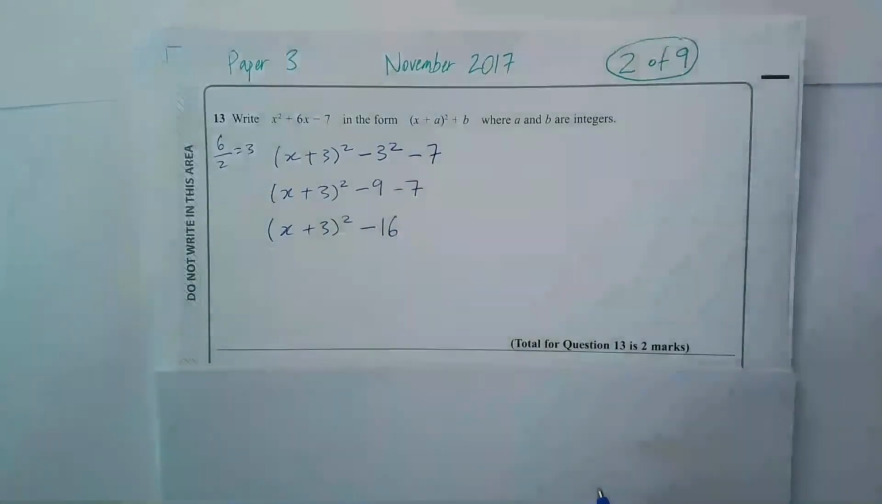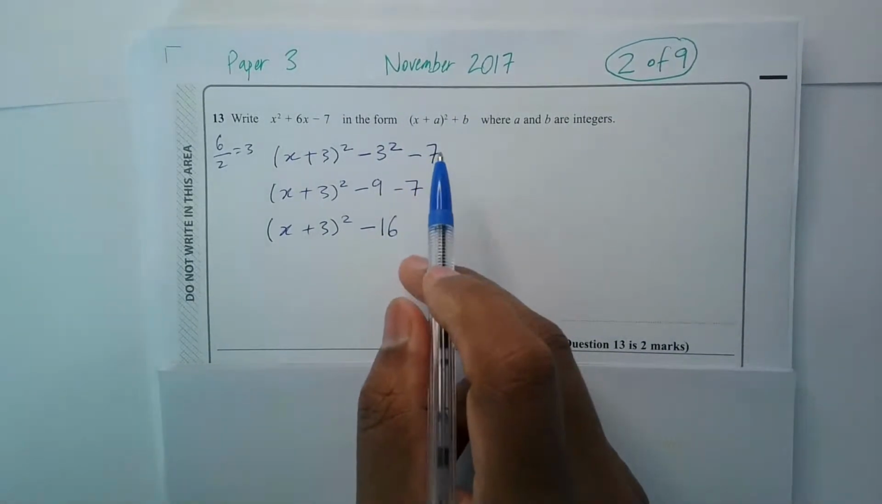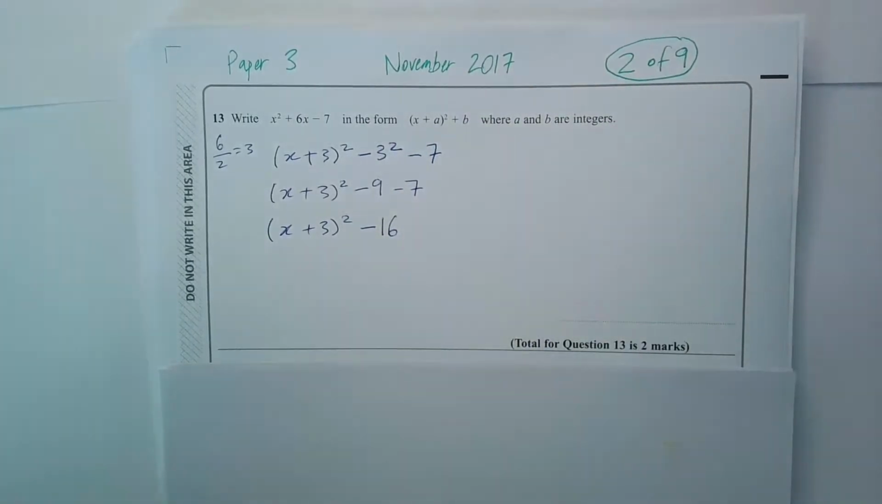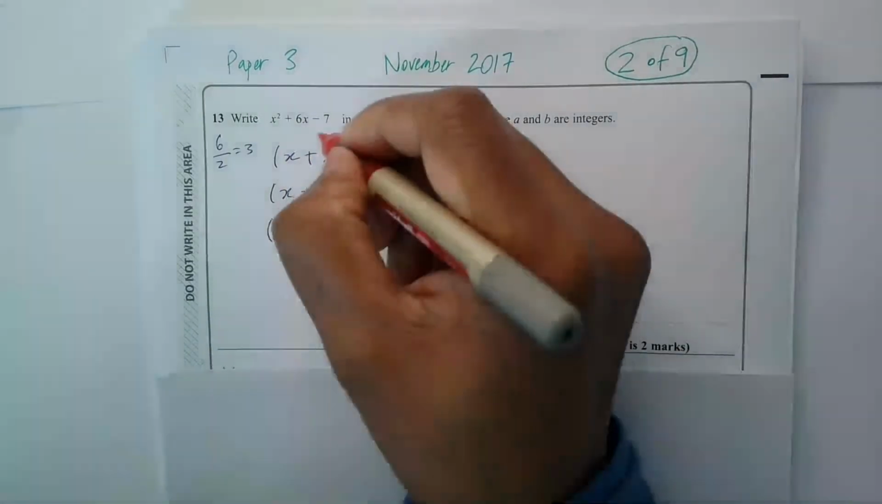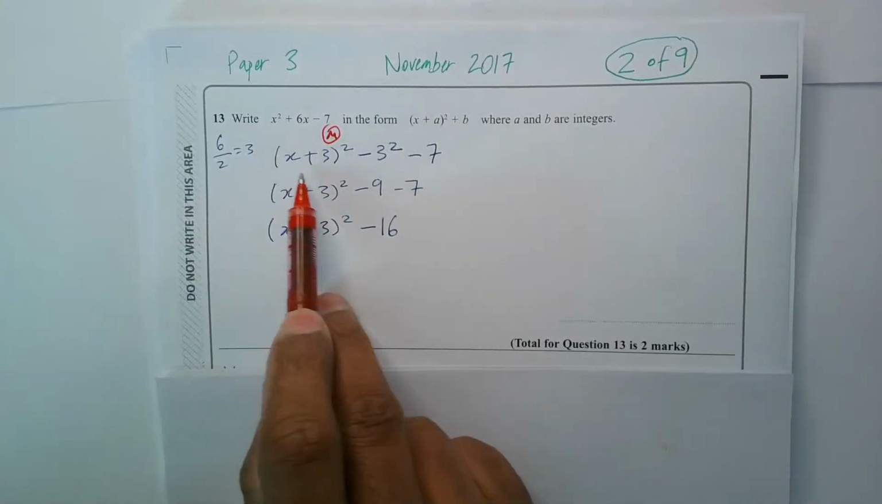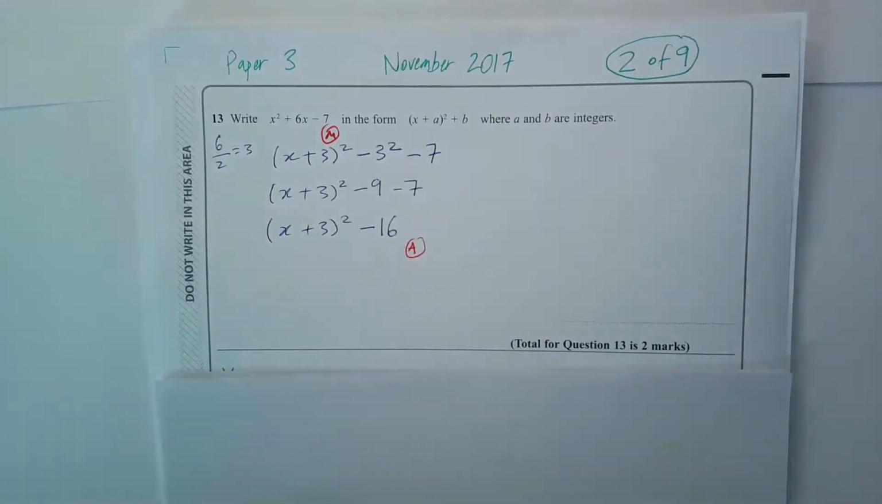You can use a calculator. And so if I look at my format, x plus a squared plus b, this is my final answer. Also, the method mark that you get is by having this, just by doing 6 divided by 2 is 3. x plus 3 is your method mark, and your final answer is your accuracy mark. So those are the 2 marks.